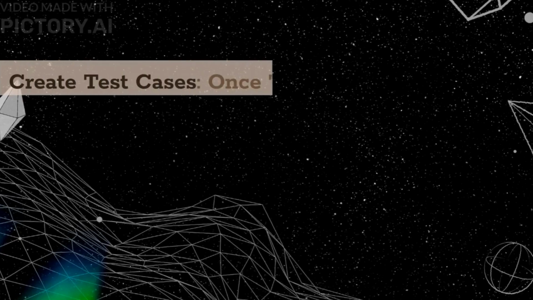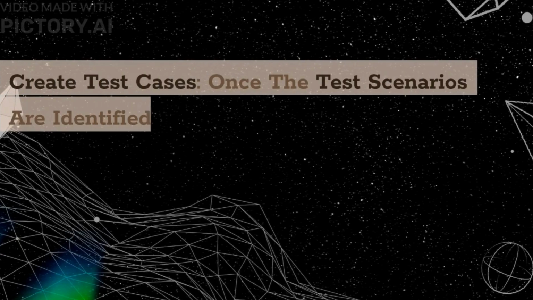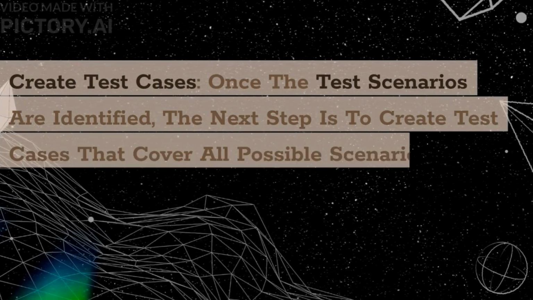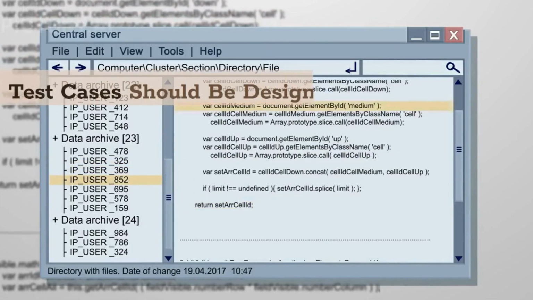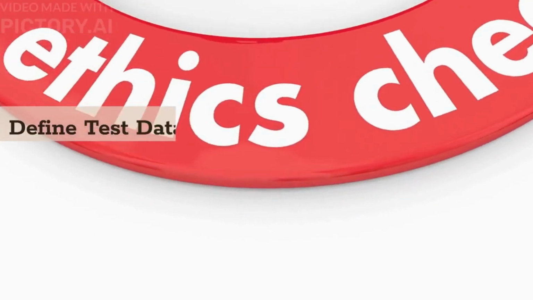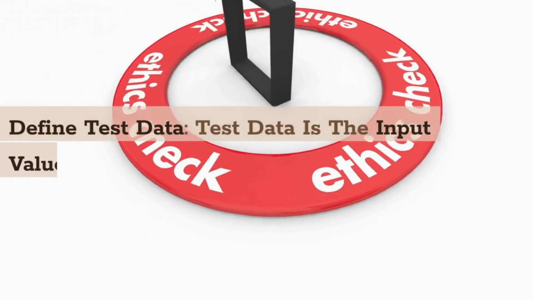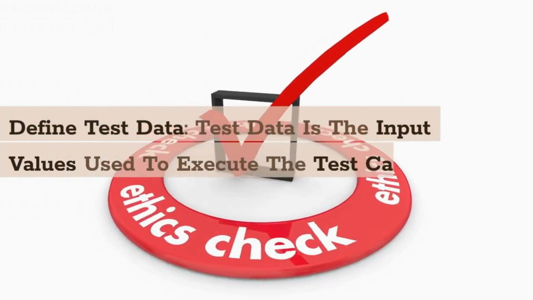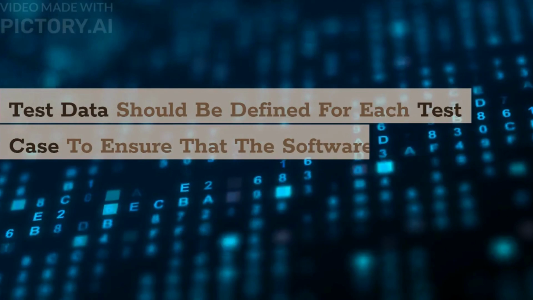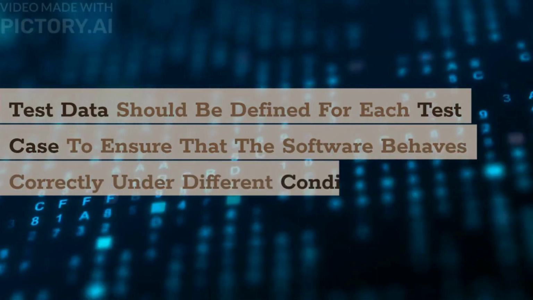Create test cases. Once the test scenarios are identified, the next step is to create test cases that cover all possible scenarios. Test cases should be designed to cover all aspects of the software, including functionality, usability, performance, security, and compatibility. Define test data. Test data is the input values used to execute the test cases. Test data should be defined for each test case to ensure that the software behaves correctly under different conditions.